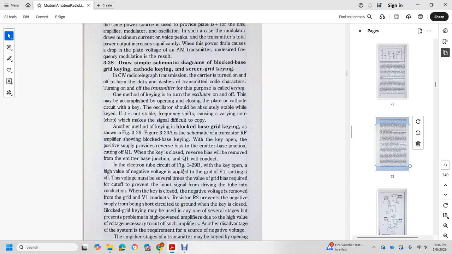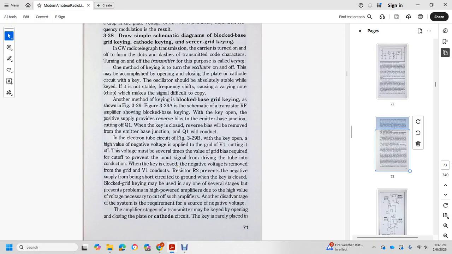Block keying is shown in figure 329A, a schematic of a transistor radio frequency amplifier showing block base key and the key opening with a positive supply provides a reverse bias on the emitter base junction, cutting off the transistor. With the key closed, the reverse bias is removed from the emitter base junction and the transistor will conduct electron current. Figure 329B: with the key open, a high negative value is applied as grid voltage, cutting off the tube.